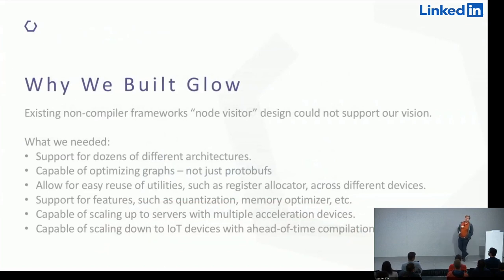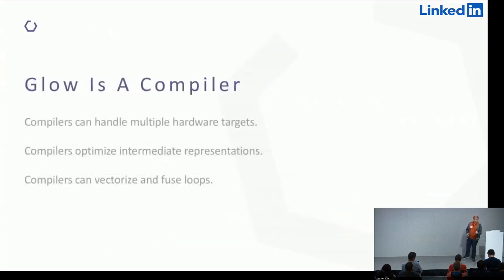So why did we build it? Well, in short, we needed it, and for a couple of reasons. The typical node visitor framework didn't get everything we needed. We needed to be able to support a lot of different hardware architectures. We wanted to be able to optimize across the entire graph. We wanted to have a bag of reusable utilities to make it easier for hardware vendors to enable their platforms with Glow, as well as give it tools such as quantization support and memory optimization. And finally, scale. We wanted Glow to be able to scale up to the data center where you have multiple accelerator cards per host, and all the way down to the Internet of Things application where you compile ahead of time onto a small microchip.